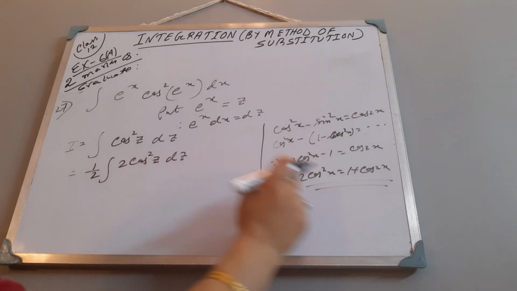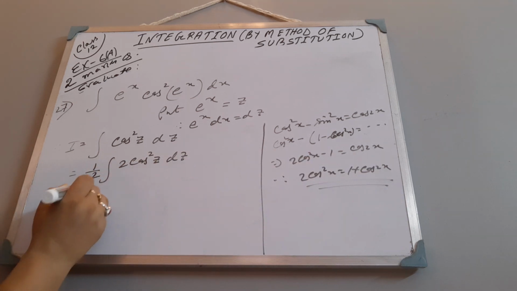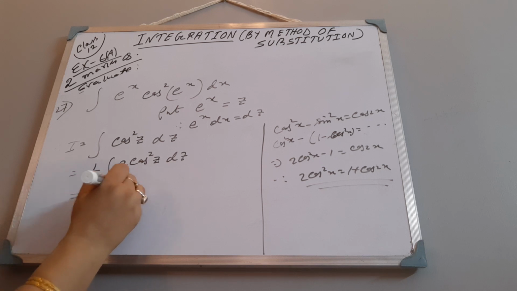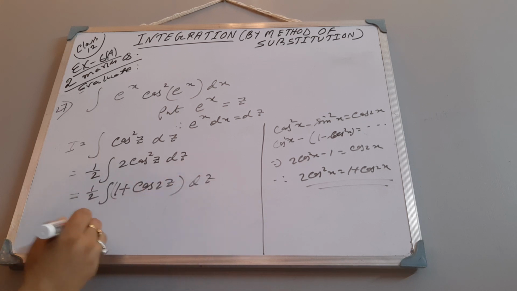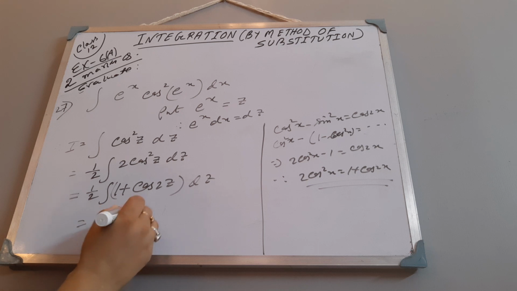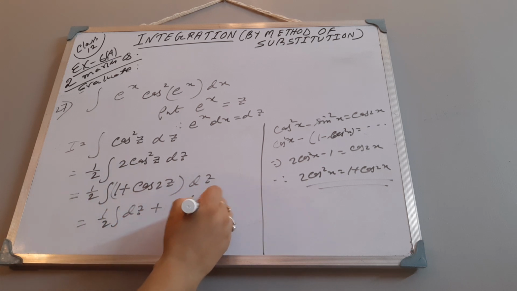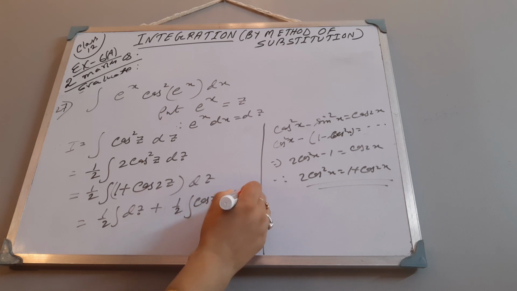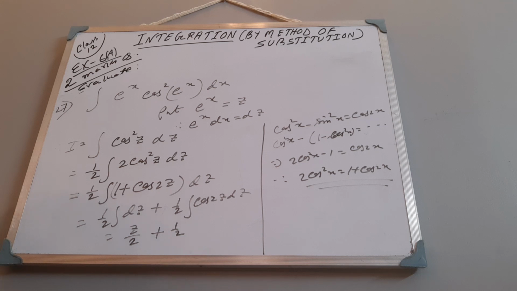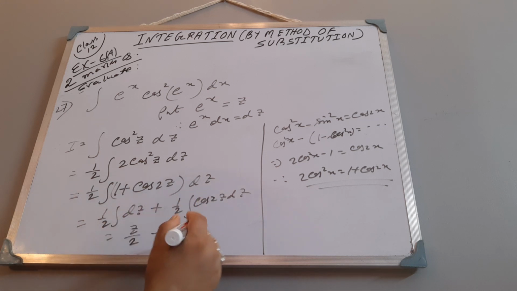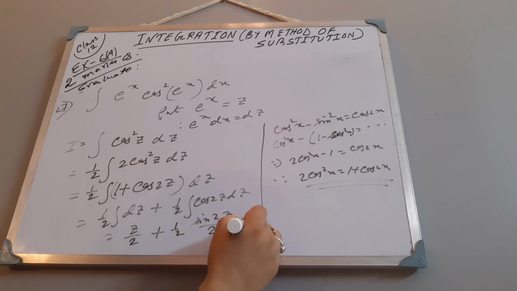So 2 cos square z, instead what we will write now? 1 plus cos 2z. Integral 1 plus cos 2z dz. Now half integral dz plus half integral cos 2z dz. Integral dz means only z, so it is coming z by 2 plus half integral cos mx. What is the formula of integral cos mx? Cos mx is sin mx by m. So it is coming sin 2z by 2 plus c.